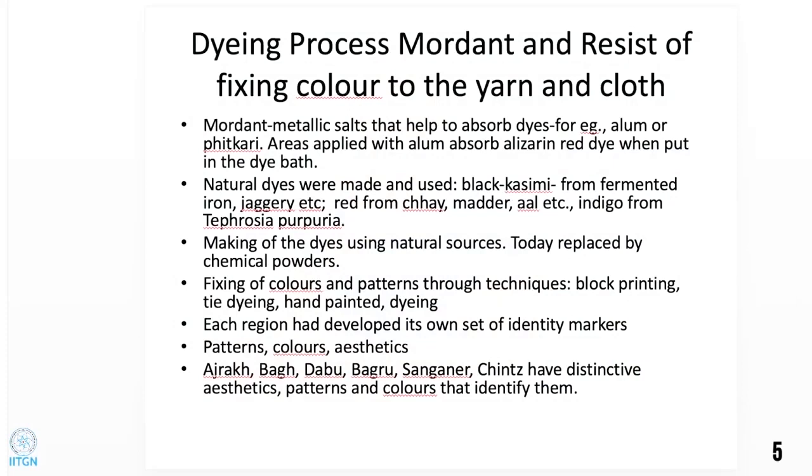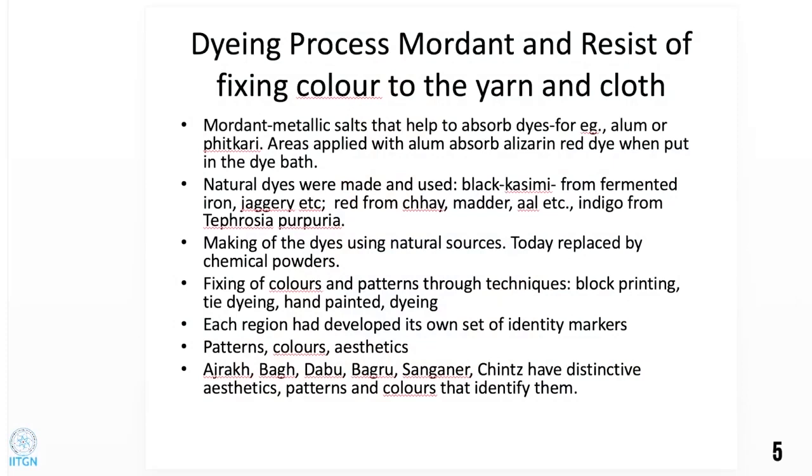Fixing of colors and patterns through techniques: block printing, tie dyeing like Rajasthan, hand painted like our kalamkari, including our Matani Pachedi, the cloth of the goddess, and just by simple dyeing. Each region has developed its own set of identity markers: patterns, colors, aesthetics. Ajrakh, Bagh, Dabu, Bagru, Sanganer have distinctive aesthetics, patterns, and colors that identify them.